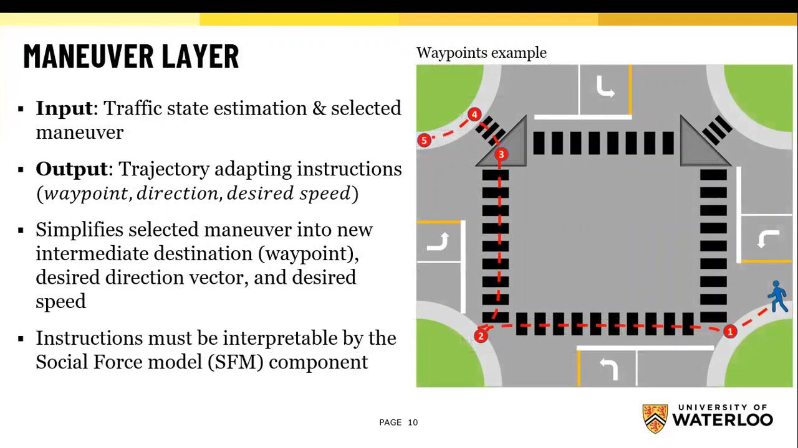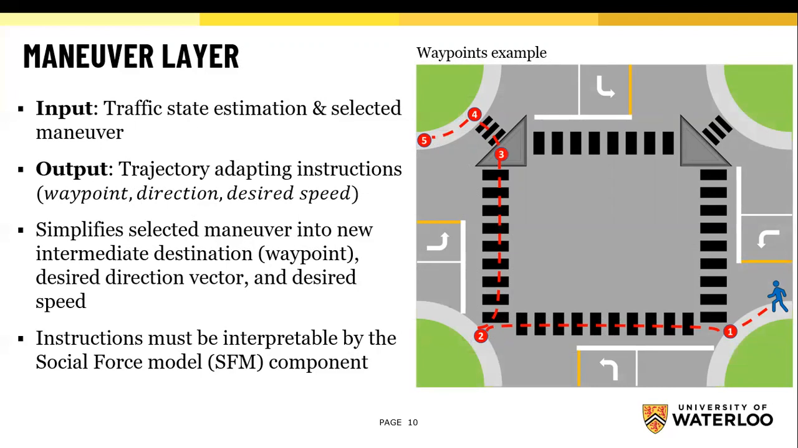So we started with the behavior layer and we selected a maneuver to be executed, and that maneuver is passed to the maneuver layer. The role of this is to receive that maneuver and translate it into a three-part instruction on how the pedestrian should adapt their current trajectory. These instructions should be relevant and interpretable by the next layer, the motion planner layer, which has the social force model in it. So these three instructions can be a new waypoint, a new direction vector, and a new desired speed.